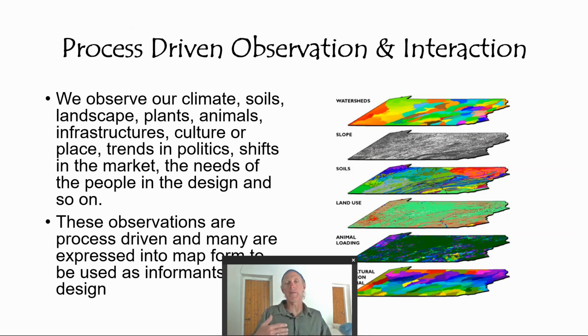And so on an environmental level, we observe our climate, our soils, our landscape, our plants, our animals, our existing infrastructures. On a human level, we would observe our culture. We would observe the trends in politics. We would observe the shifts in the marketplace, and we would observe the needs of the people who are in the design, and so on.